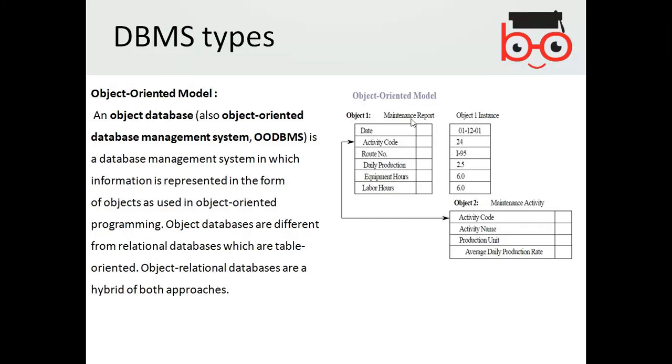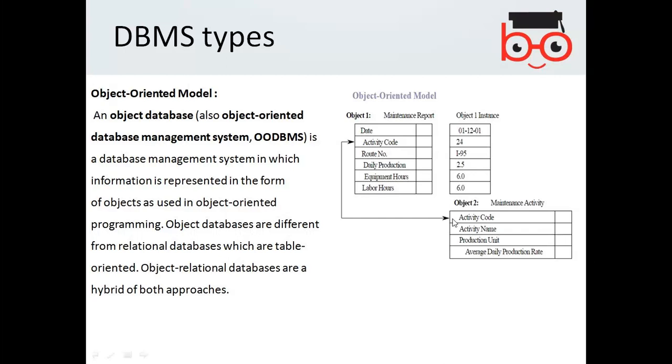For example, if you wanted to create an object of maintenance report, then you could define its attributes like date, activity, route number, daily production, equipment. And when you create an instance of this object, for example, maintenance report, you are only storing the values. For example, date is 1/12/1, activity code is 24, route number is I-95, daily production 2.5. So you created an object of an entity, and instances are created against those objects.